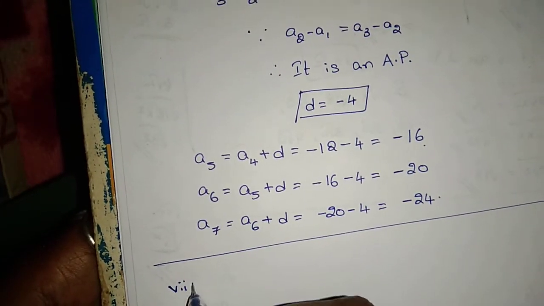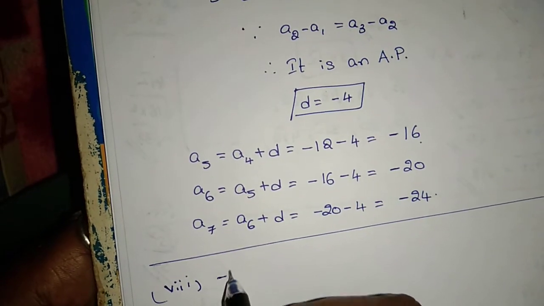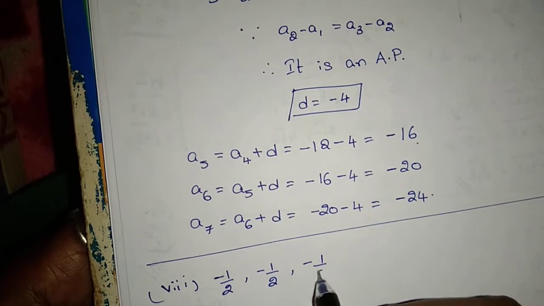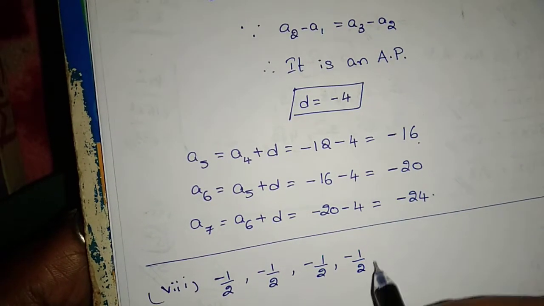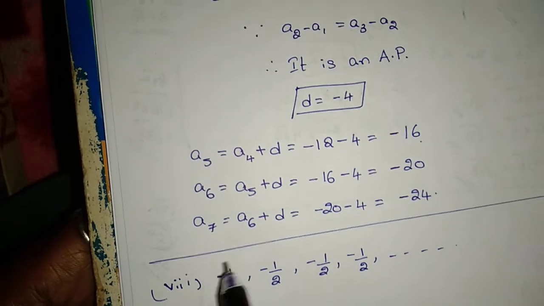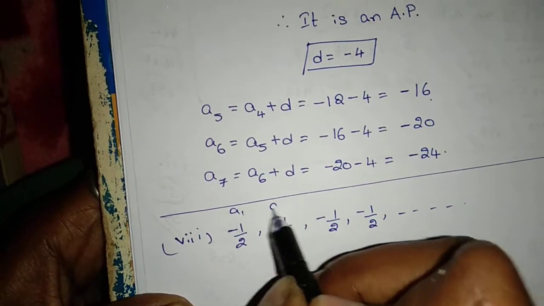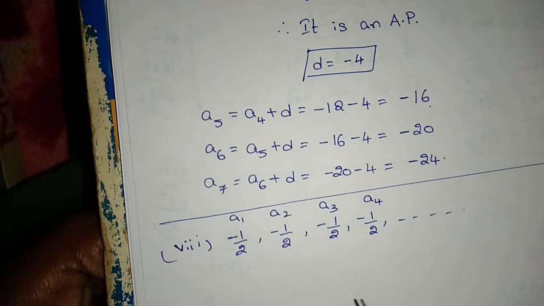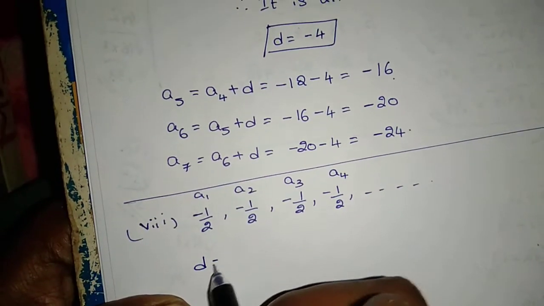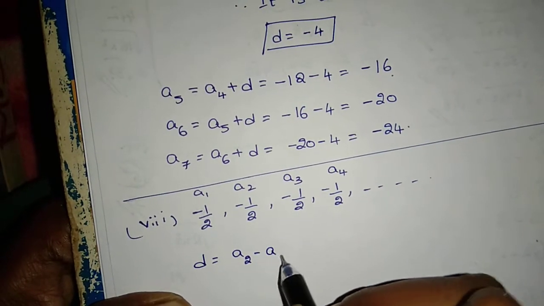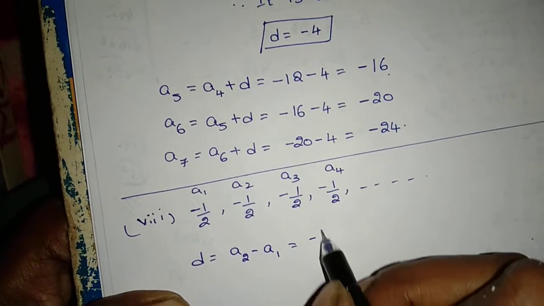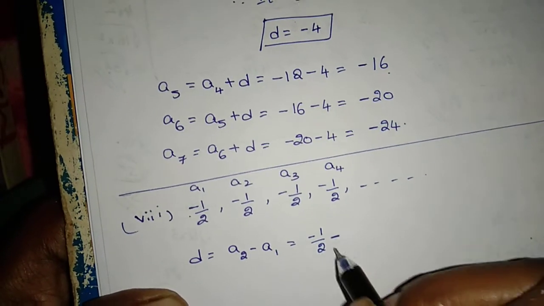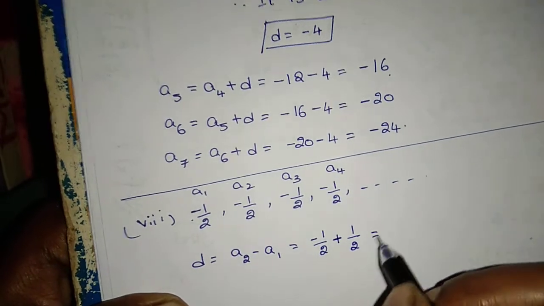See the question. What is the 8th question? Minus 1 by 2, minus 1 by 2, minus 1 by 2, minus 1 by 2, and so on. See, we will take A1, A2, A3, A4. Next, what is our first step? Find the D value. A2 minus A1. What is A2? Minus 1 by 2, minus the A1 value. Minus into minus is again plus 1 by 2. Minus 1 by 2 plus 1 by 2.